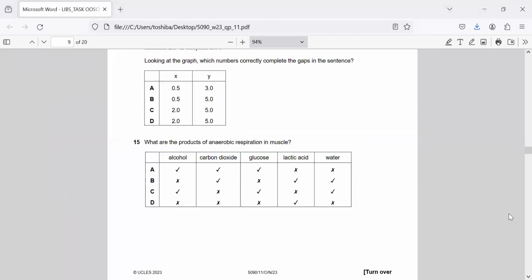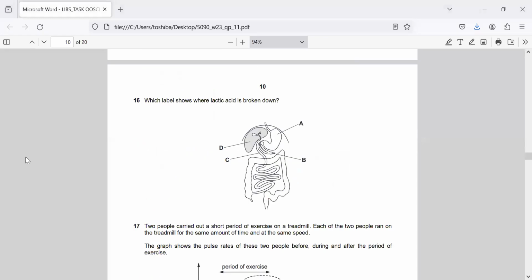Question number 15 says, what are the products of anaerobic respiration in muscles? Alcohol, carbon dioxide, glucose, lactic acid, and water. As we all know, in anaerobic respiration the product in the muscle is lactic acid. It is not alcohol, nor carbon dioxide, nor water, nor glucose. So the correct option is D. Question 16 says which label shows where lactic acid is broken down. As we all know, lactic acid is broken down in the liver.